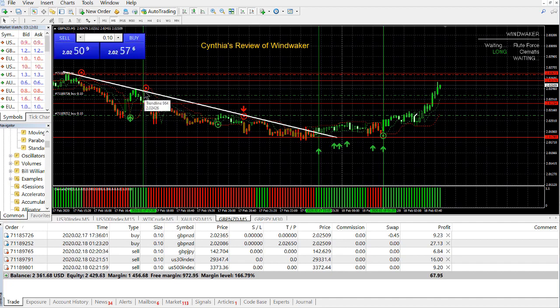I probably wouldn't have entered it if I had waited for the price to break above the trend line, because immediately on the next bar we got a hurricane force sell signal, and because the trend is down, and you can see.